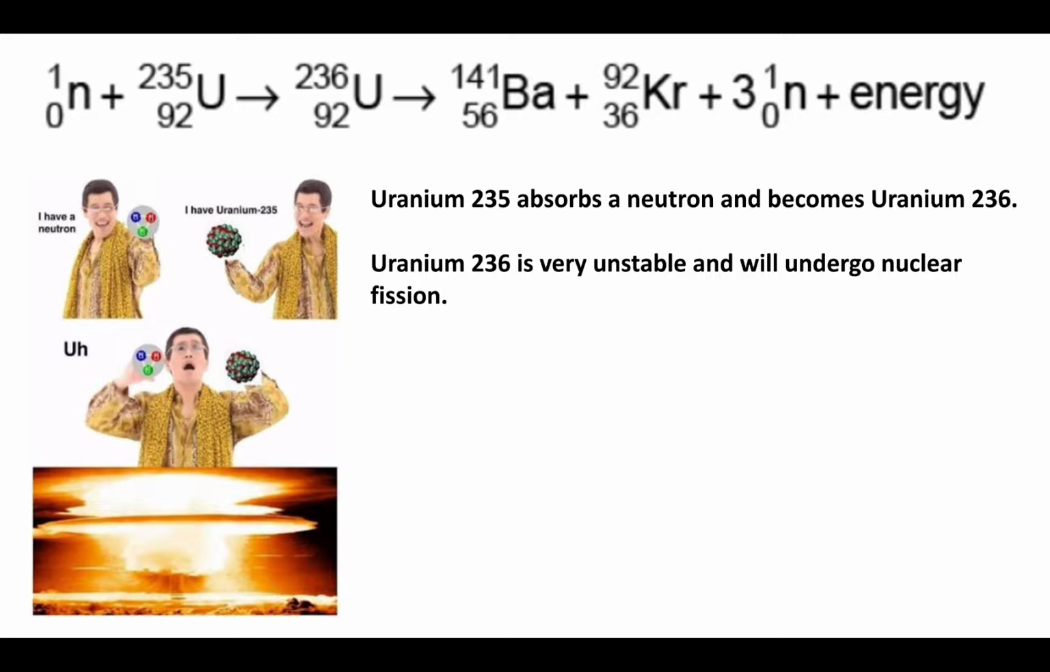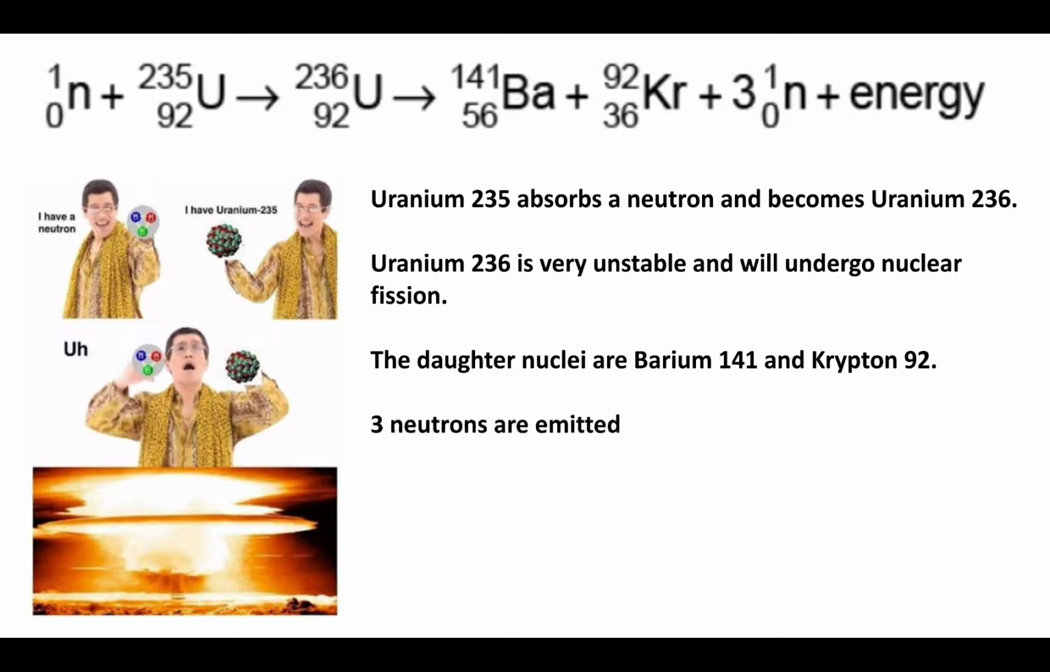It splits into two daughter nuclei, the Ba and the Kr, which is barium and krypton. You don't need to know that. In an exam, it might give you the symbols, or it might be denoted with an X. So the daughter nuclei are barium-141 and krypton-92. We also get 3 neutrons being emitted, plus some energy.